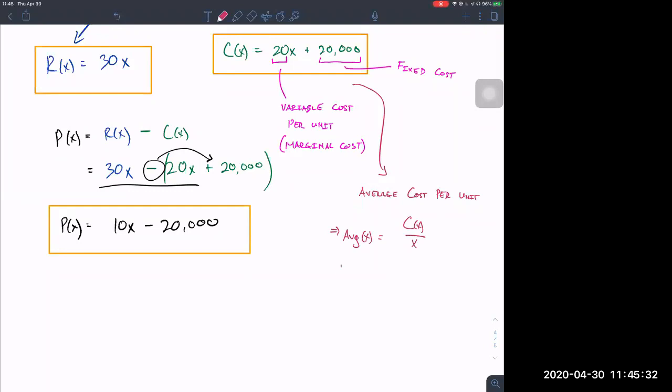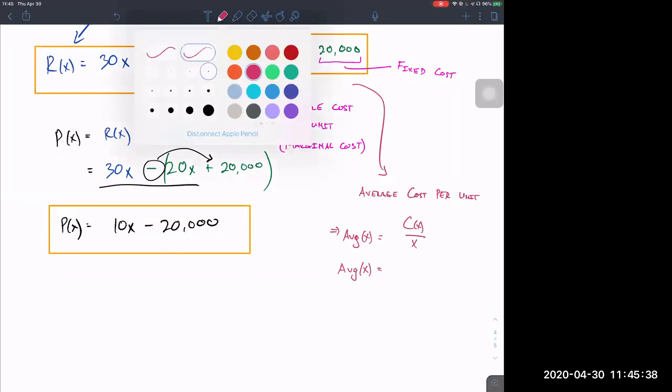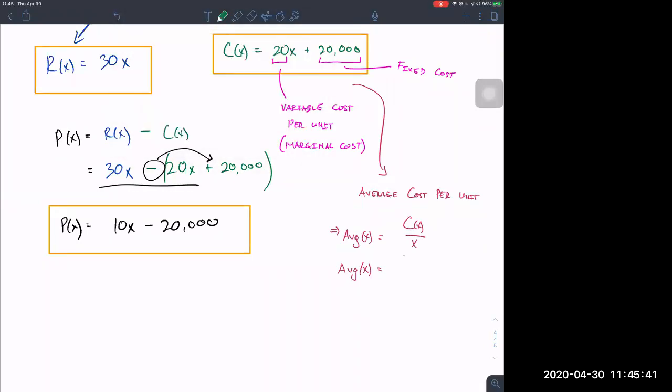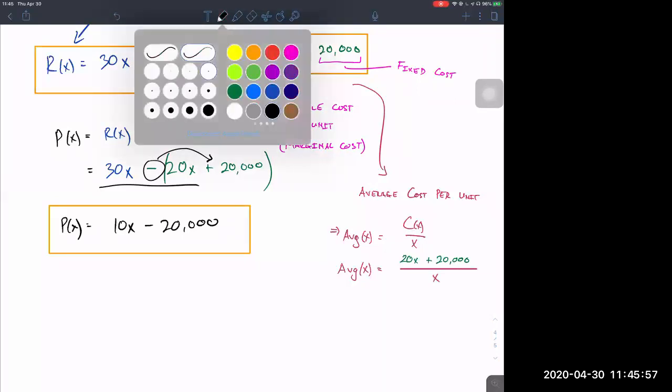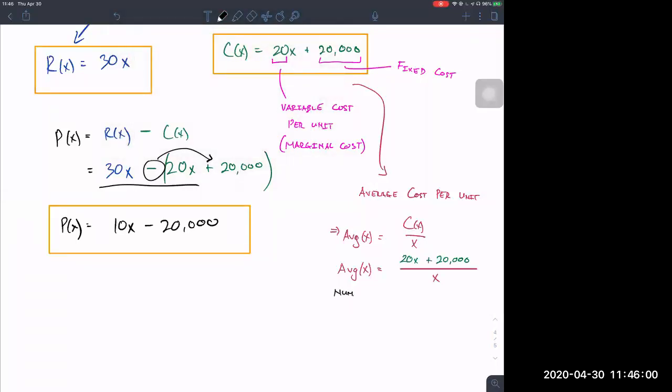If you need a further substitution, just to make sure that it stays with you, it's the same exact formula in green, which is 20x plus 20,000, and now you're dividing by X, whatever the number is. So for this problem, a number must be provided to calculate. A number must be given to calculate.